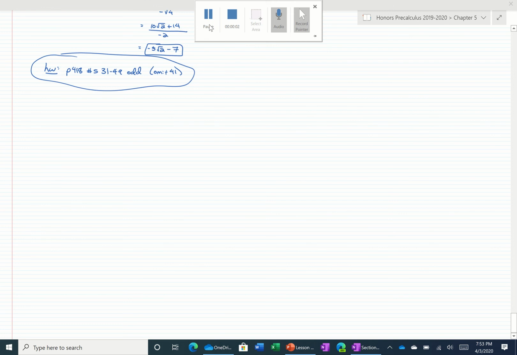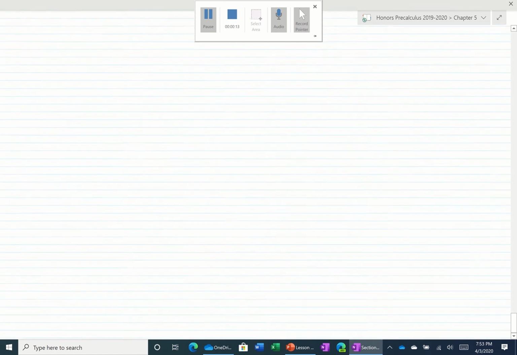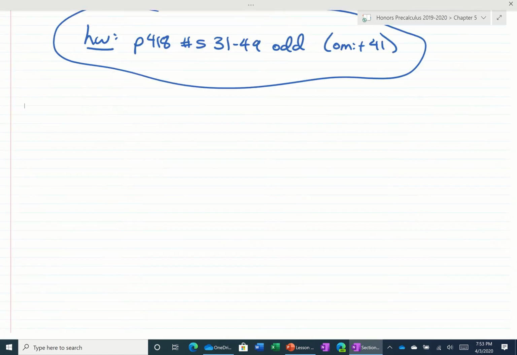All right, so let's take a look at some of your homework problems on page 418, 31 to 49. So what I'll do, it looks like there's 3 sections. Maybe I'll do 2 from each section.